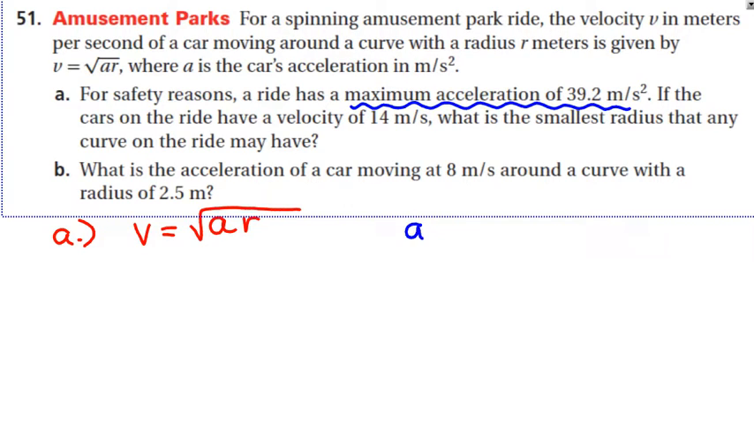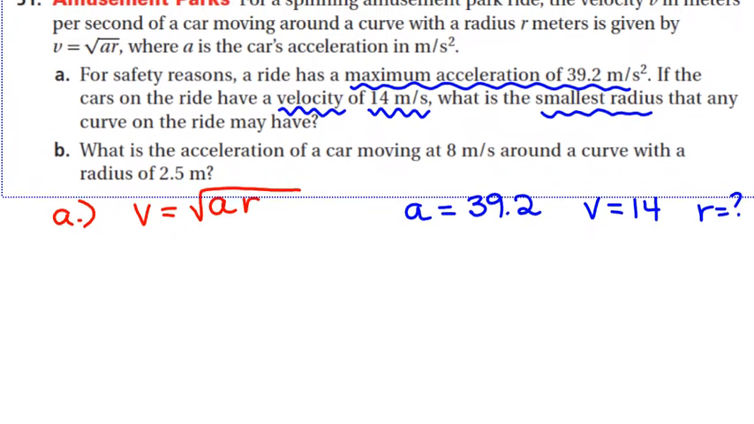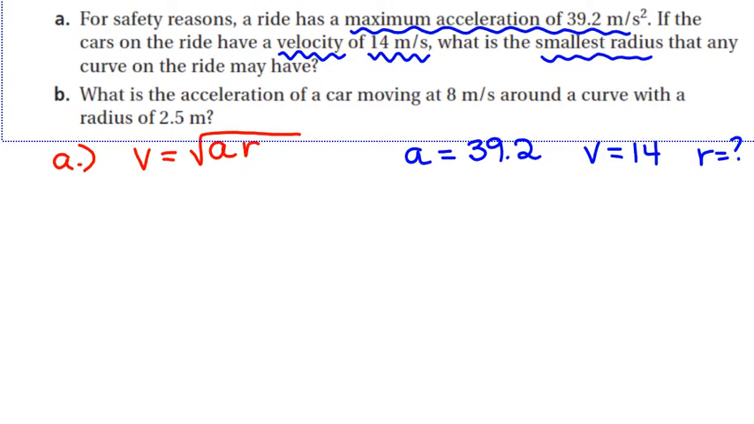So let's go ahead and let A equal the acceleration, so 39.2 will go in for A. Part B of this, 14 meters per second, we're given as the velocity, so we're going to let V equal 14 in the equation, and what we want to do is find out what is the smallest radius. So our R is our question mark. So let's go ahead and plug it into our equation. So the velocity is 14, the acceleration is 39.2, and the radius is unknown.